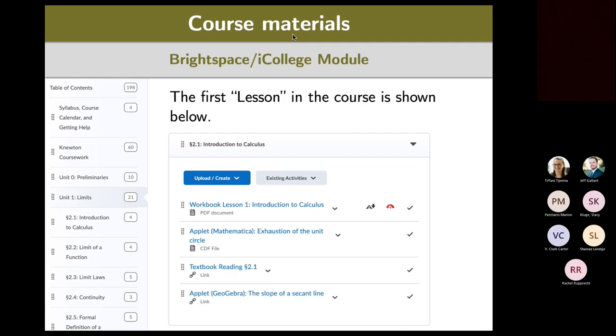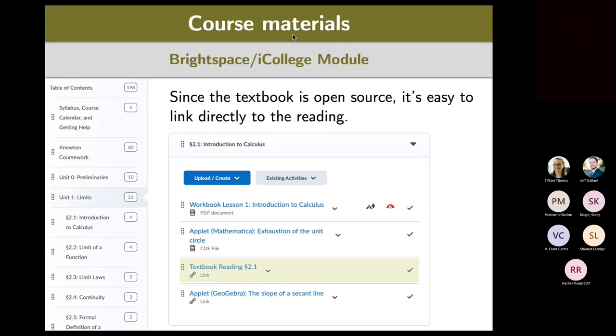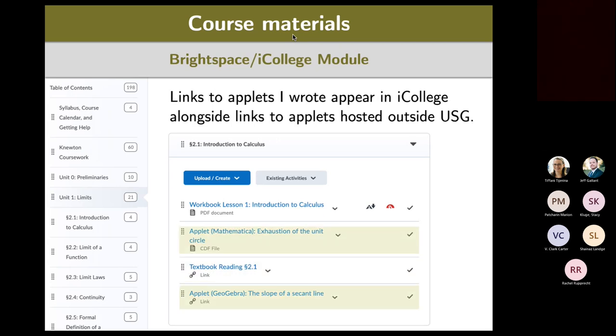Let's take a look at roughly what the student will see in the first lesson. Since the textbook is open source, it's seamless to link directly to the reading. There's no paywall, there's no login. They click on that link, they're directly into the reading. Links to applets I wrote appear right next to links to applets written by other people or hosted elsewhere. I think the iCollege course module does not increase students' cognitive load too much. It's easy to navigate, easy to see what's involved and how to get there.